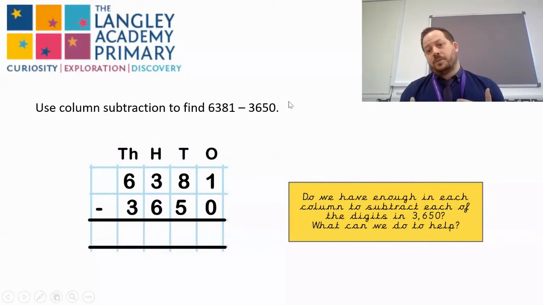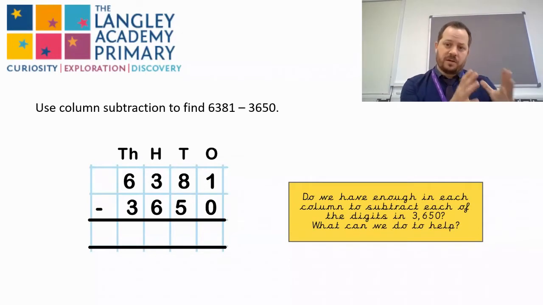So what I'm going to do is model for you how that would work in our formal written method. So what we're going to do is the sum of 6,381 minus 3,650. Now, before I do it, obviously you could have a go if you like. Pause now if you want to do that. If you want to watch the model and then try the sums I'm going to give you afterwards, that is fine also.